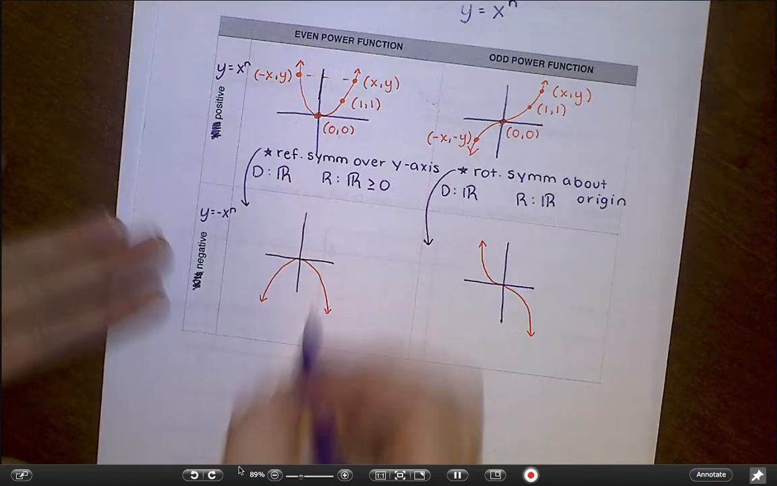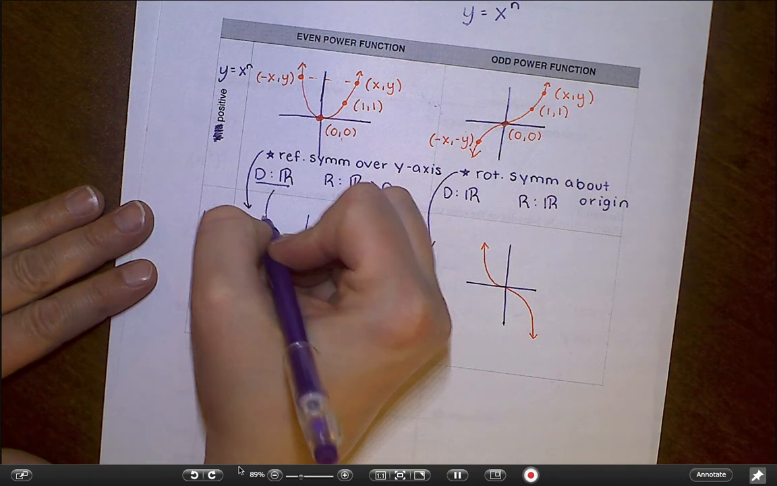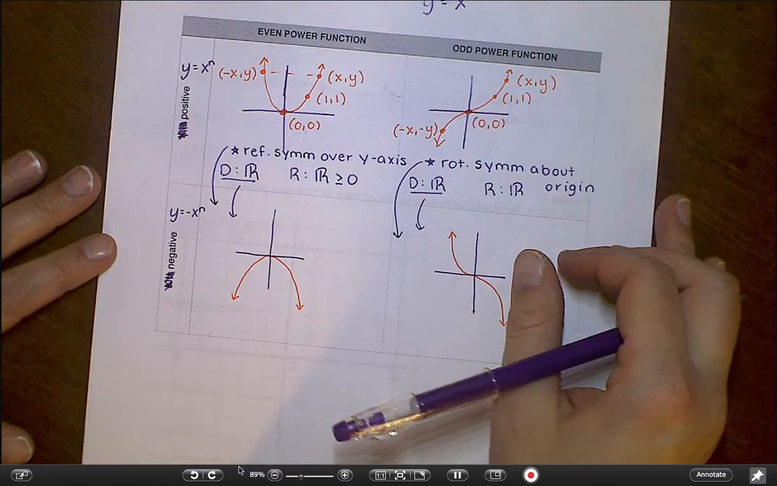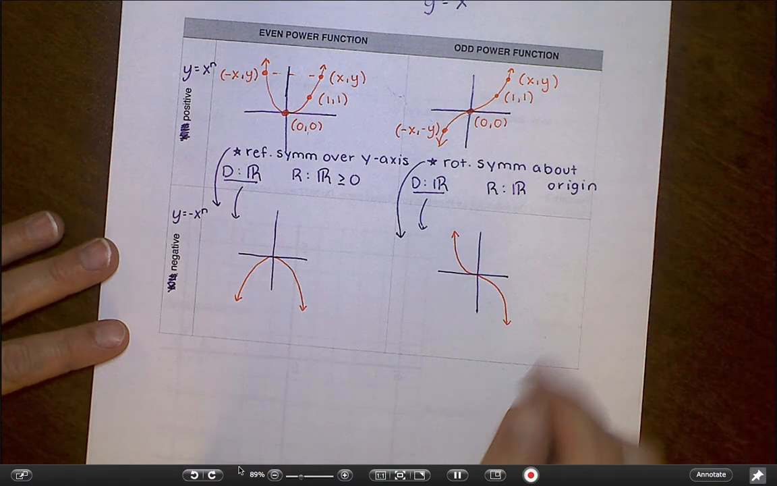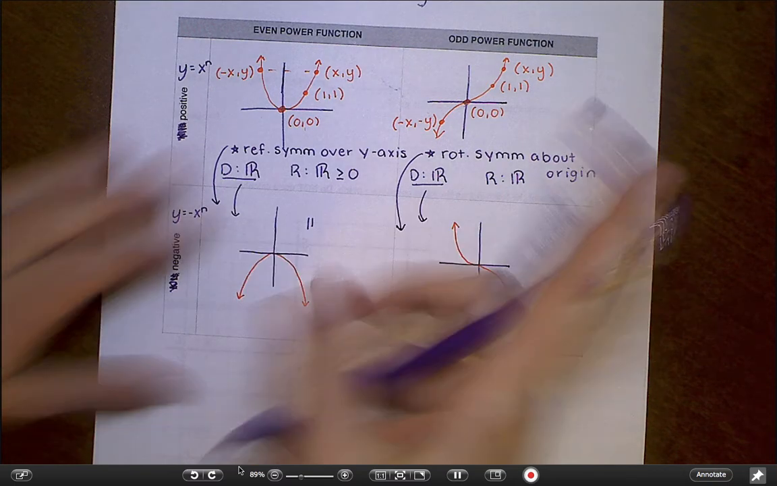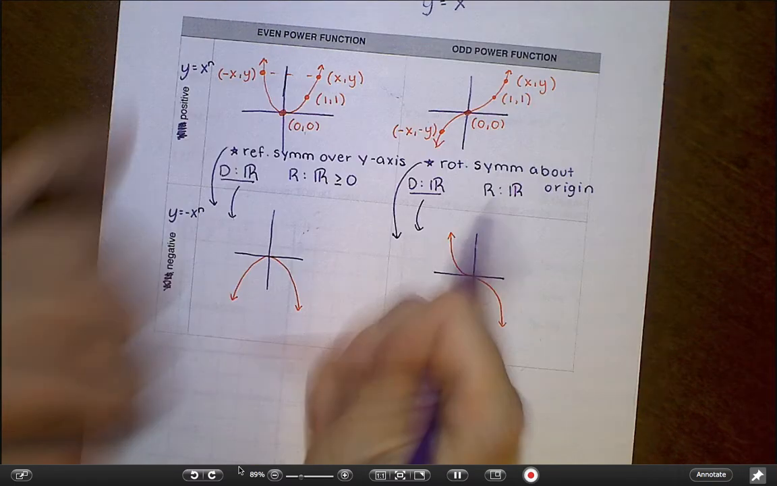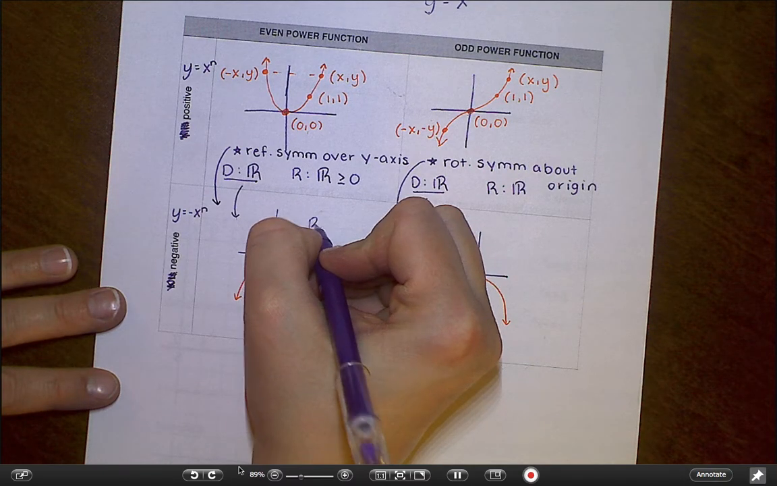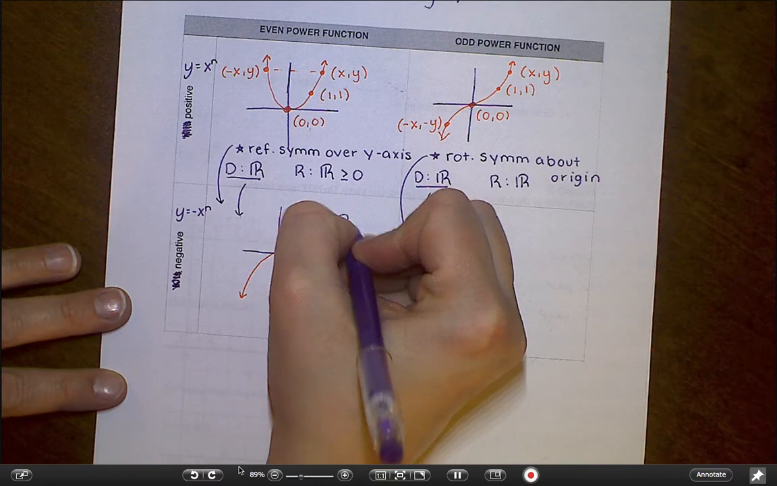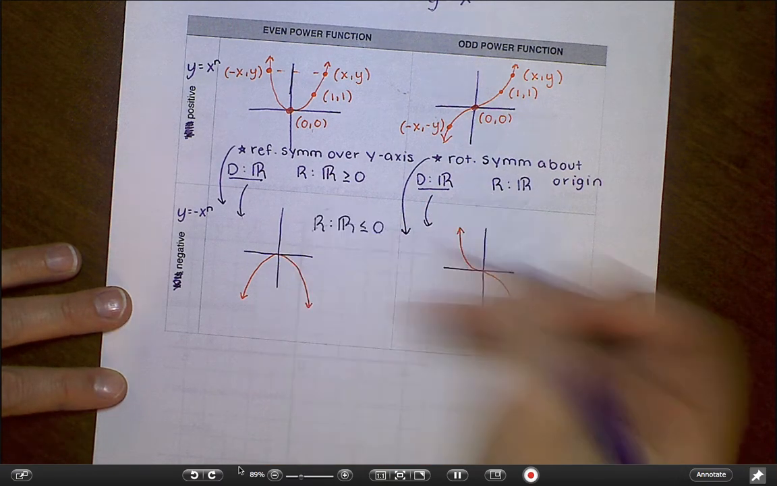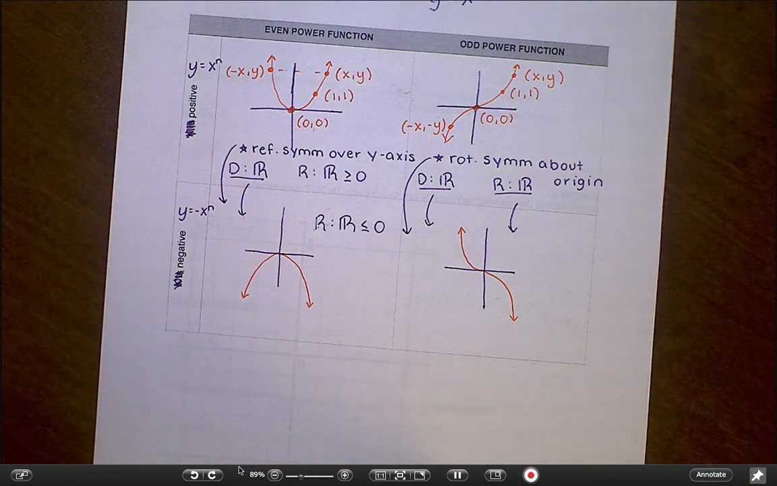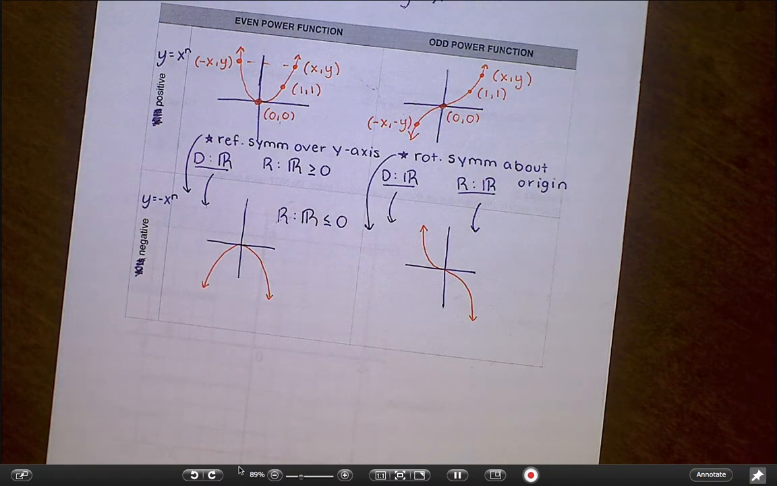The domain is still all real numbers, so I can still say my domain is all reals and my domain is all reals. The only thing that changes now is the range, and actually it only changes for this one. In this one, my range, because now my parabola points downwards. Oh, and see, I did it there too. I shouldn't have called that a parabola. My range is everything less than or equal to 0. On this one, my range would actually still stay the same as well. Okay, so you can fill that into your table in whatever way works best for you.